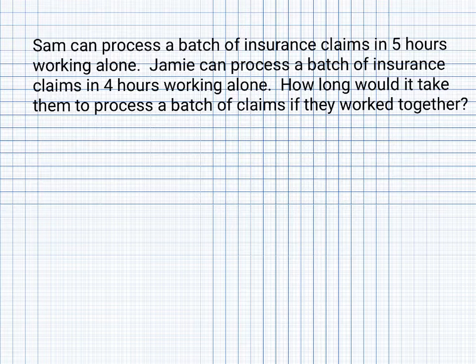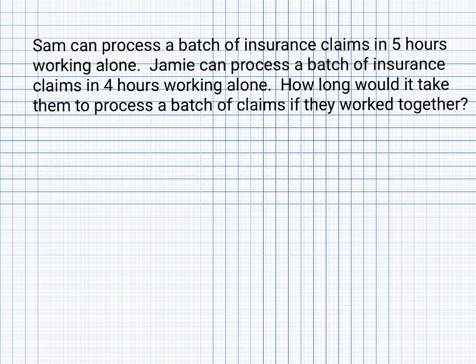The final problem of part 1 is a word problem. Sam can process a batch of insurance claims in 5 hours working alone. Jamie can process a batch of insurance claims in 4 hours working alone. How long would it take them to process a batch of claims if they work together? We're asked to write the solution in hours and minutes and to round to the nearest minute.